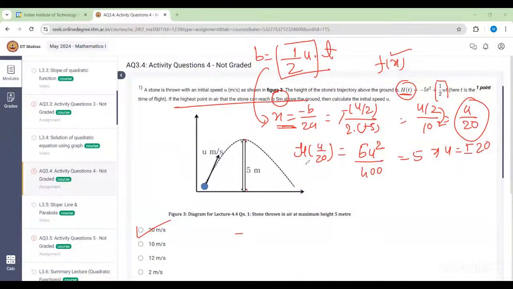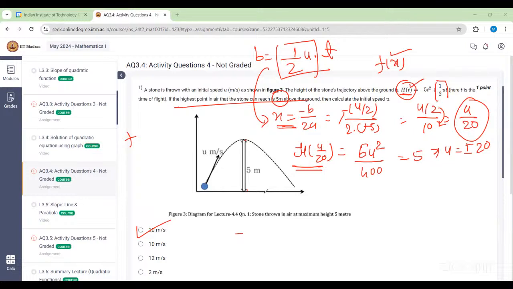So we will calculate the y coordinate of the vertex by substituting u by 20 in place of t. Ma'am, is it ax square plus bx? Like a, b, x? No. See here, h of t is given. Please listen. U by 2 is like b and x is like t. Because the function is given in t. That's why.